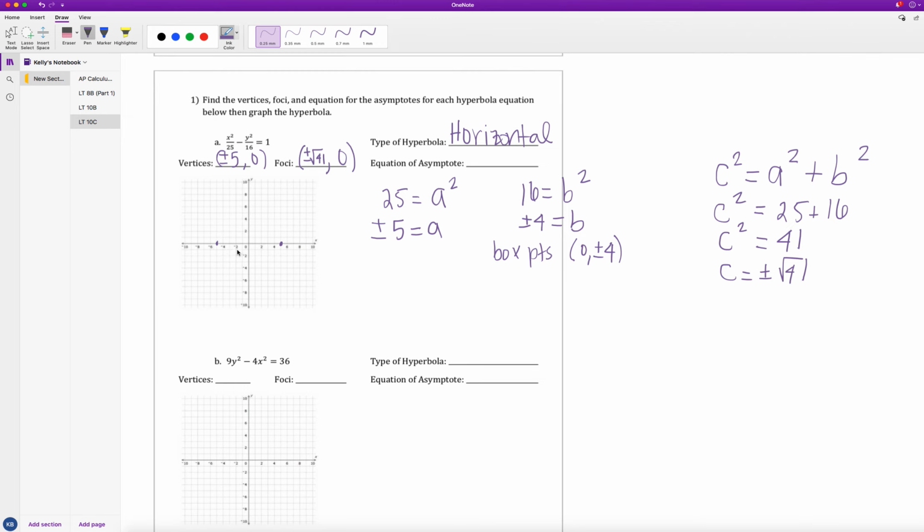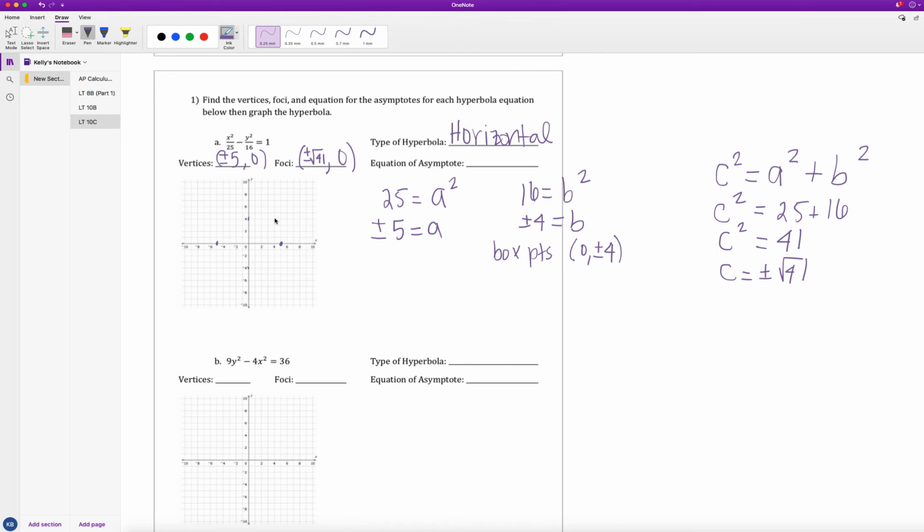The last thing left to do is to figure out what these asymptotes are on here, because I need to graph those so I can see the full shape that I end up with. Well, this is where those box points can help out. They're going to be at 0, comma 4, so I'm just going to put a tiny little dot there, and at 0, negative 4.